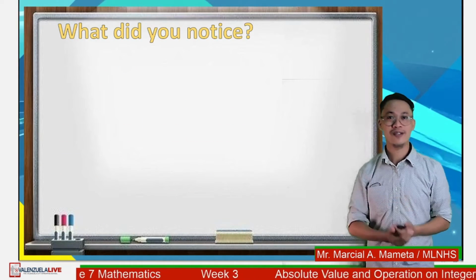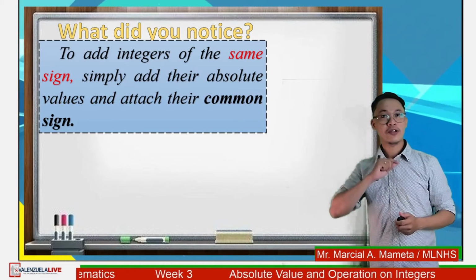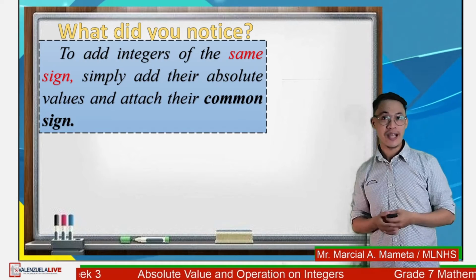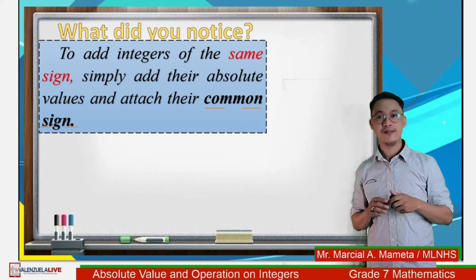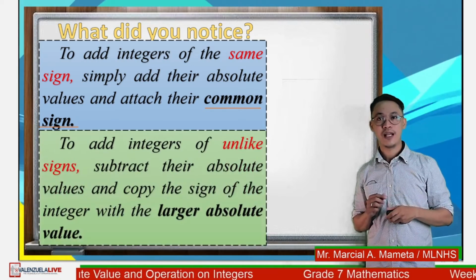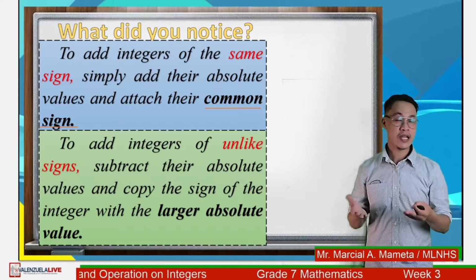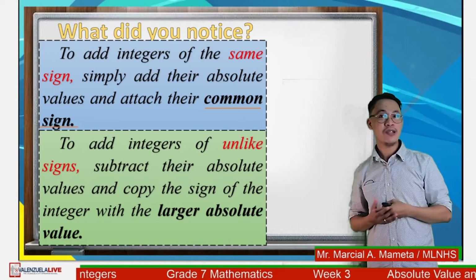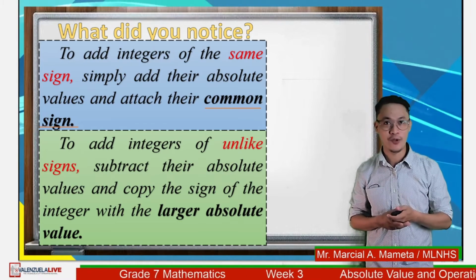What did you notice? To add integers of the same sign, just simply add their absolute values and attach their common sign. To add integers of unlike signs, just subtract their absolute values and copy the sign of the integer with the larger absolute value.